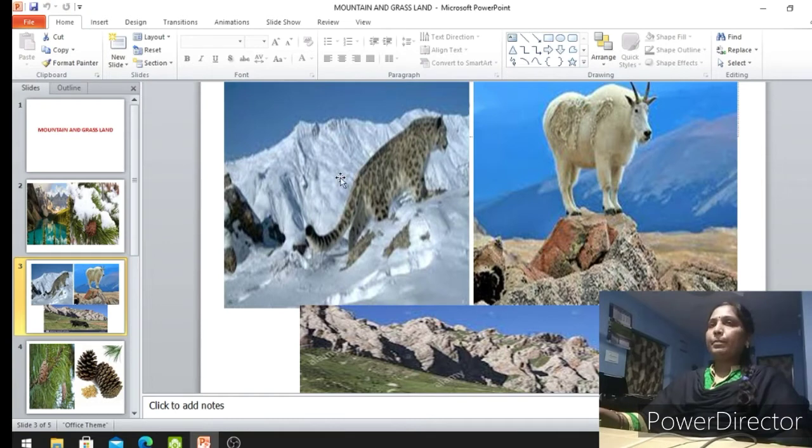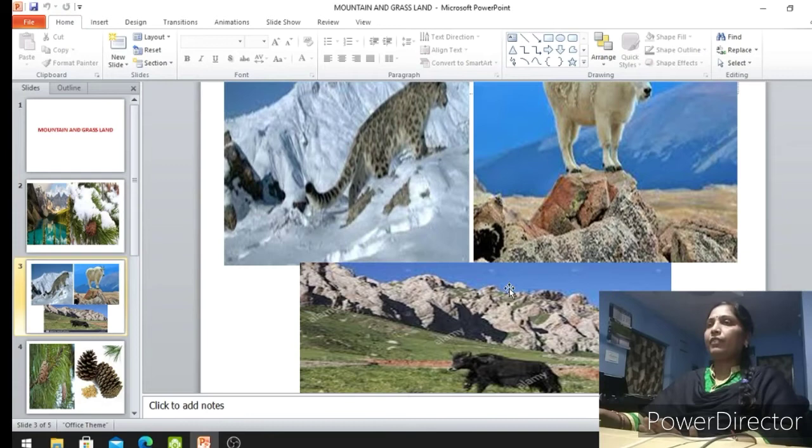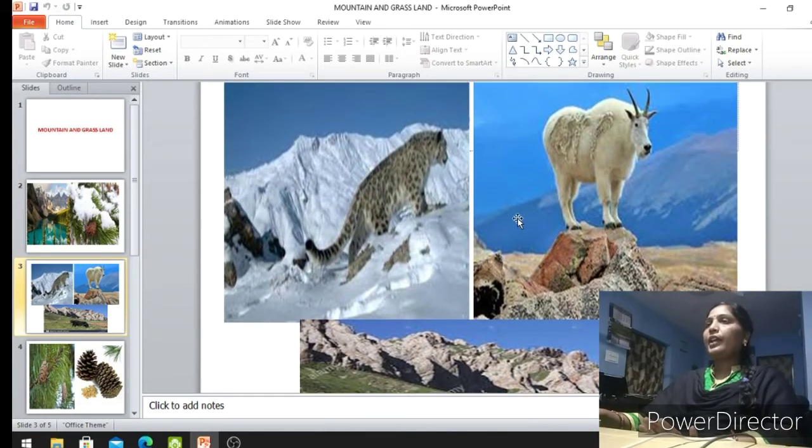You know, because of the snow, the mountains look like a white blanket. When we spread a blanket, how does it look? The mountains look in such a way because of the snowfall, and the snow totally covers these mountains, you can see in the picture. So most of the animals living in these areas have an adaptation, a special character of having thick fur on their body. Thick fur on the body.